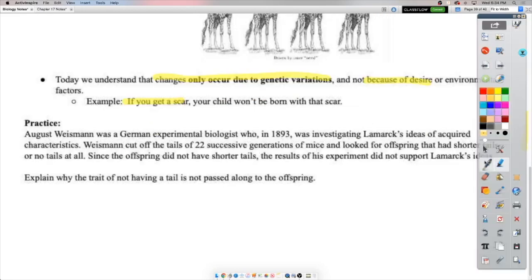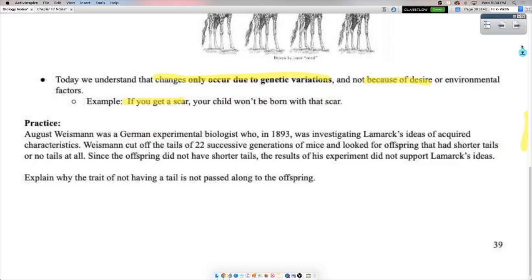Just to kind of put this into play, August Weismann was a German experimental biologist who was investigating Lamarck's ideas. And Weismann cut off the tails of 22 successive generations of mice. And then he looked for offspring in the next generation that had shorter tails or no tails at all. And that was never the case. They were always born with full-size tails. And so that completely kind of proved Lamarck wrong, right?